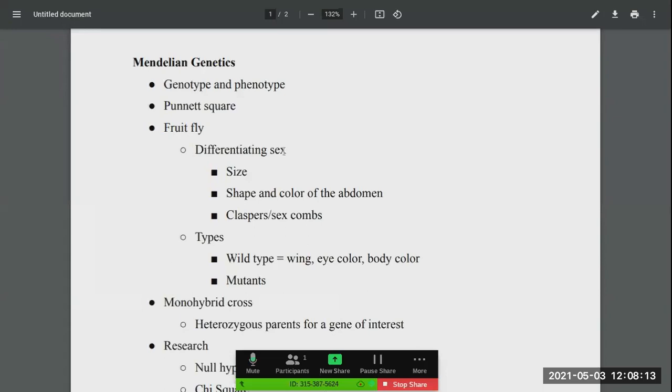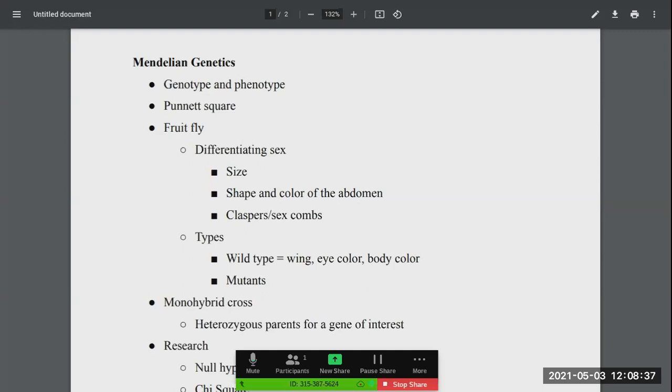The other thing is related to the fruit fly. You should be able to differentiate between sexes. You should be able to identify a male or a female fruit fly. They are different in their size, they are different in the shape and color of the abdomen, and they are different in the claspers or sex combs.